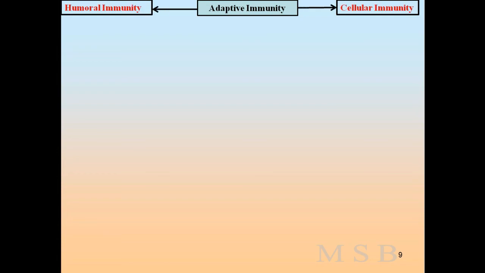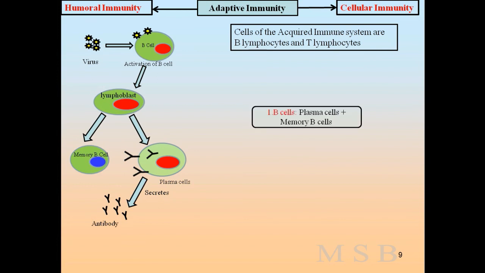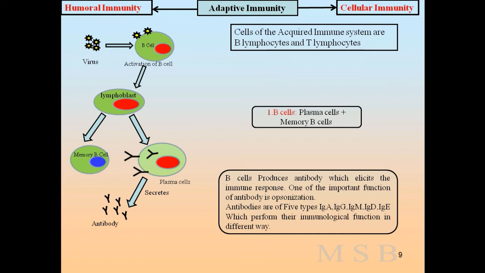Humoral immunity, which is due to the B lymphocyte, and cellular immunity, which is due to the T lymphocyte. About humoral immunity: when a pathogen is recognized by the B cell the first time, it matures into plasma cells and memory cells, where the plasma cell secretes antibodies which initiate the immune response to kill the pathogen. Memory B cells are stored and have a long lifespan.